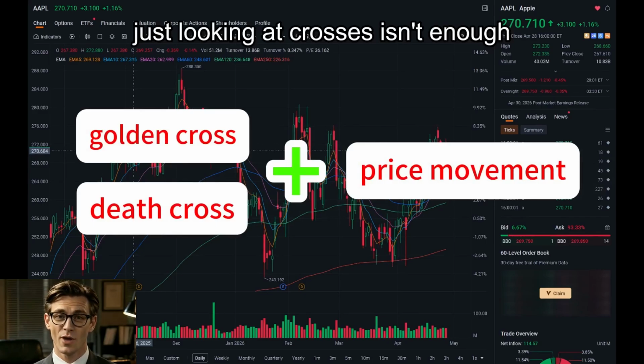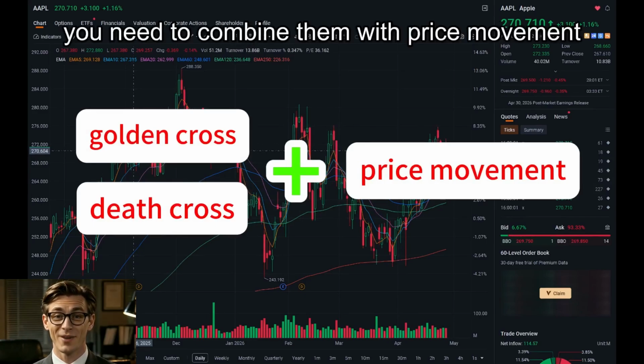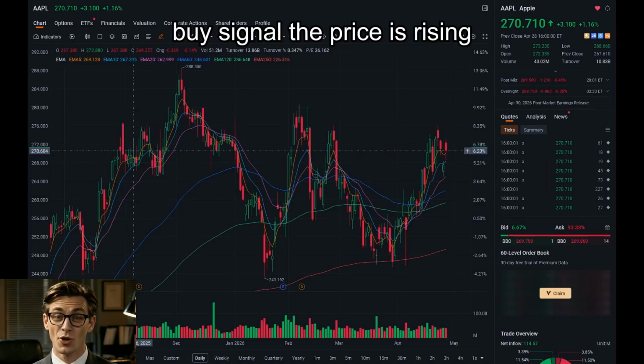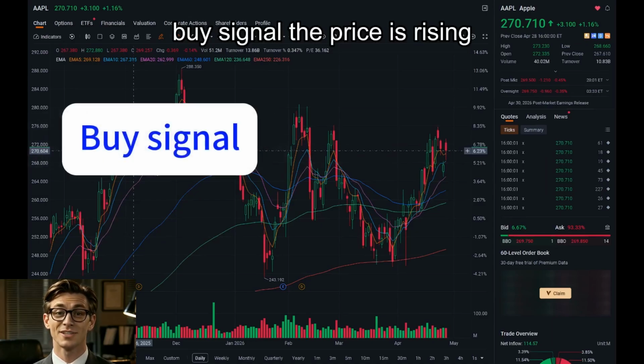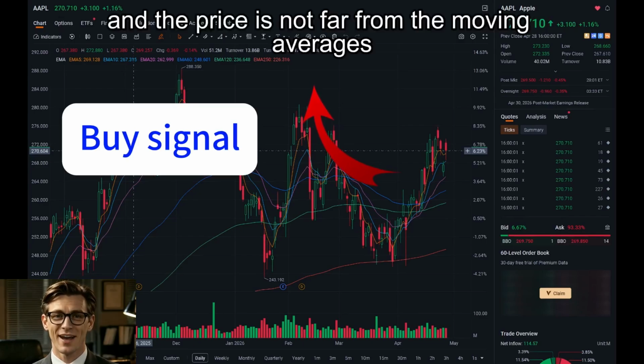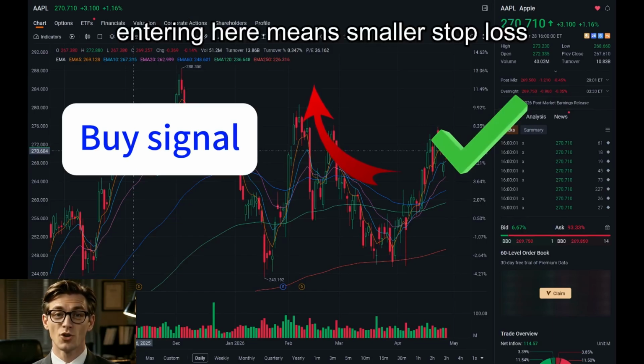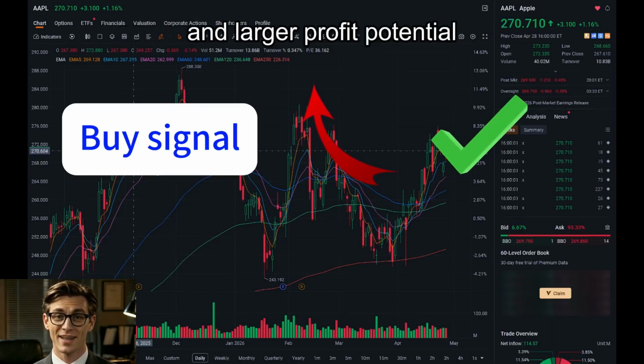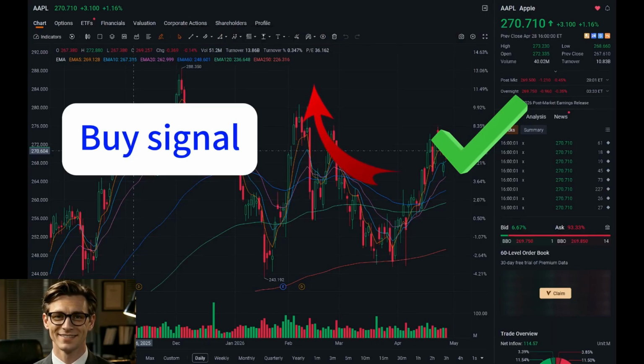Just looking at crosses isn't enough. You need to combine them with price movement. Buy signal. The price is rising. The short-term EMA crosses above the long-term EMA, and the price is not far from the moving averages. Entering here means smaller stop loss and larger profit potential.